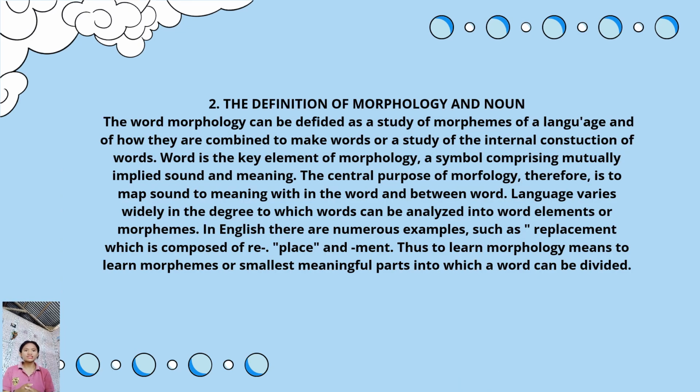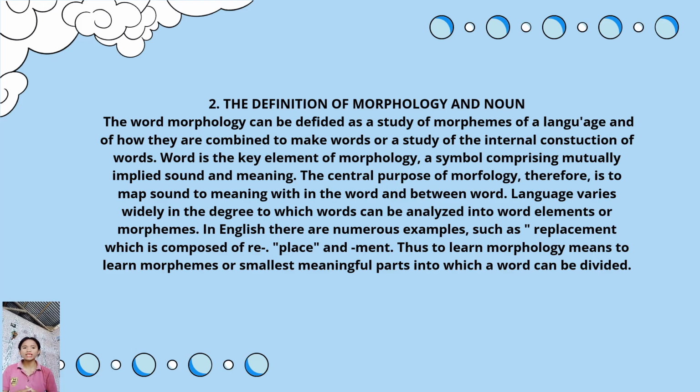And the second is the definition of morphology and noun. The word morphology can be defined as a study of the morphemes of a language and of how they are combined to make words, or a study of the internal construction of words. The word is the key element of morphology, a symbol comprising mutually implied sound and meaning. The central purpose of morphology, therefore, is to map sound to meaning within the word and between words.